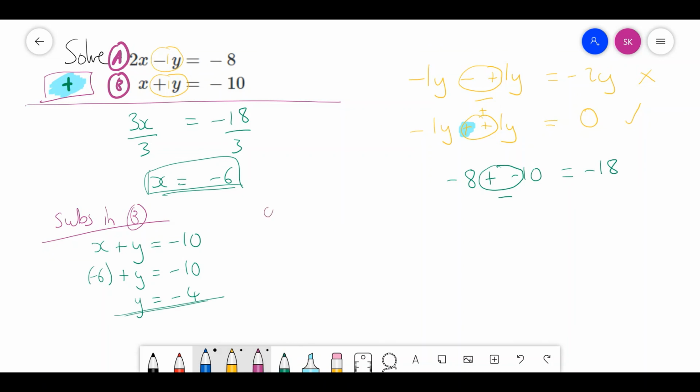Subs in B, checks in A. Subs in A, checks in B. Are we starting to join in yet?